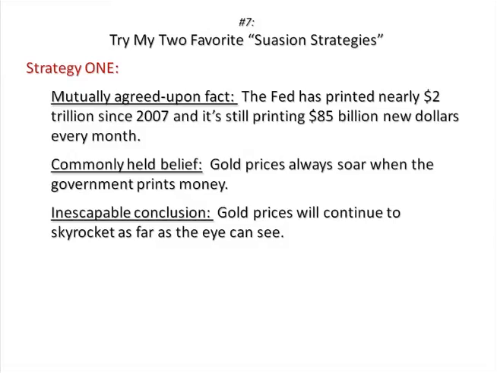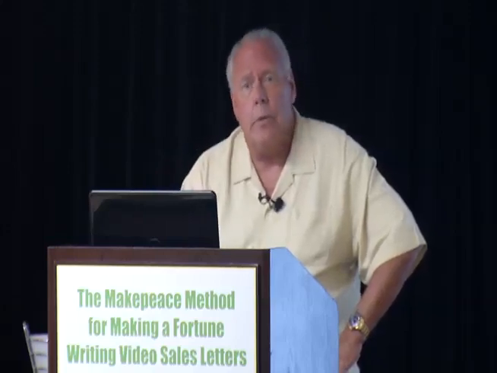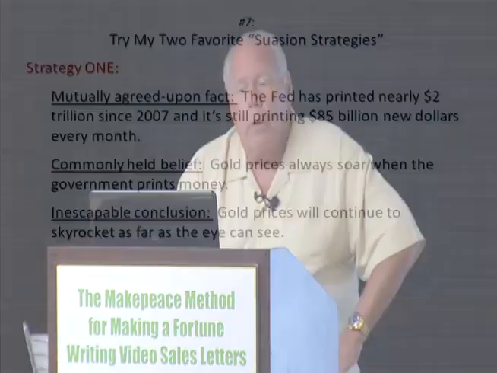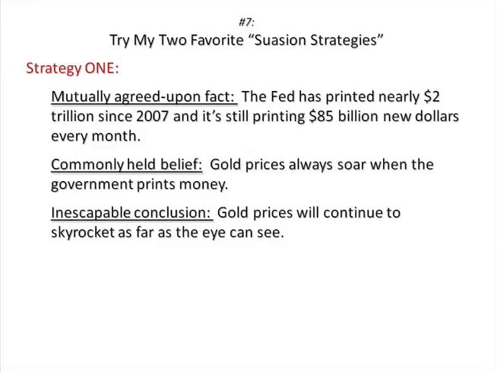Then you move on to the commonly held belief. Gold prices always soar when the government prints money. You would have to prove that. Okay? Now, it's already commonly held as a belief, but you need to prove it. You need to show back in history. Look, in 1974, the government started printing money like crazy. Look what happened by 1980. We had 18% inflation momentarily and 21% interest rates. This is what happens when the government prints money. So, inescapable conclusion then, gold prices will continue to skyrocket as far as the eye can see.